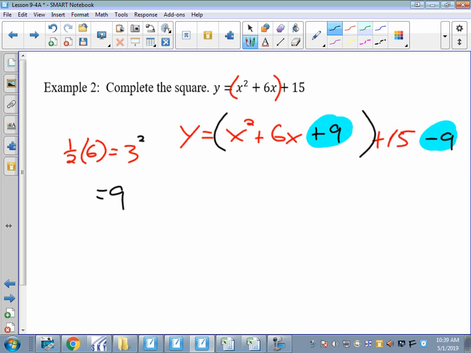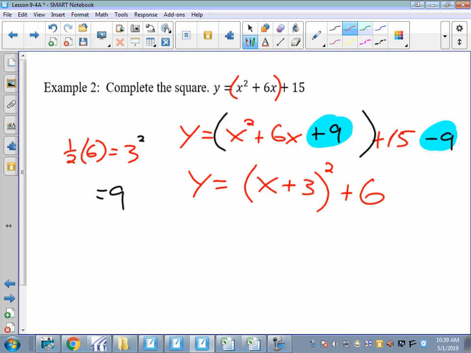All right, so now we can factor the part in parentheses. And remember, that's where our shortcut comes in because it's going to be a perfect square binomial now. Inside, you've got your variable, which is x, and then your 1/2 of b, which is 3 in this case. It would be a positive 3 squared. And then outside here, I've got 15 minus 9, which gives us 6. And that's all I can really do right now in completing the square.